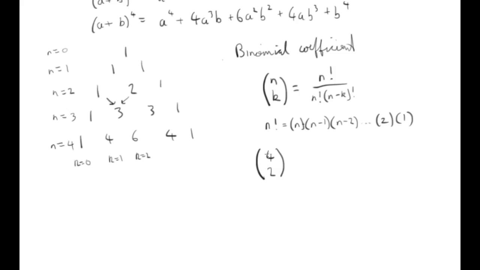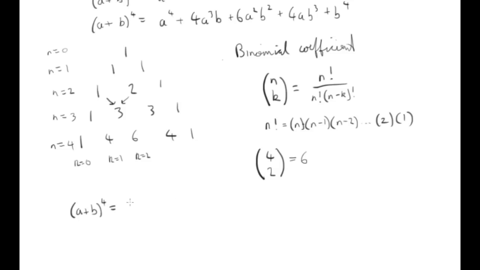So n is 4, k is 2, so I'm on the n is 4 row, across to the k equals 2, and we see it's equal to 6. Okay. If you were to get a calculator out and calculate the factorials, you will also find that it equals 6.